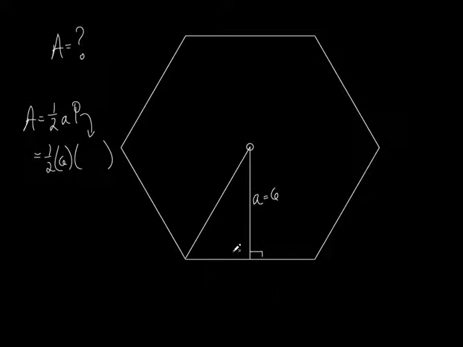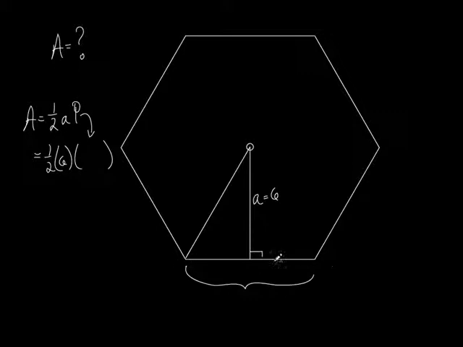Now you say, well, how does that help me? Because I'm trying to find the perimeter. So what I need to do is I need to find the length of this side right here. And then what I would do is take the length of this side, multiply it by 6, right? Because there's 6 sides, they're all exactly the same, and then that would be your perimeter. So the key is to find this side right here.